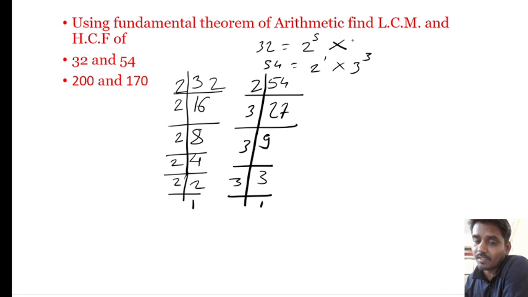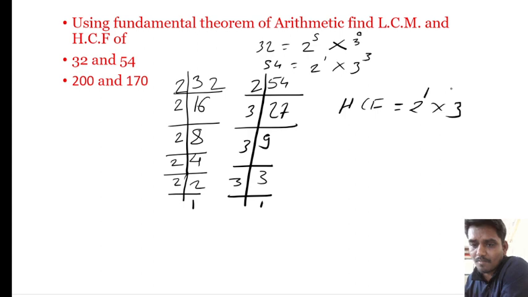Now according to the definition, HCF is the product of minimum powers of factors 2 and 3. So it will be 2 raised to 1 and the minimum power of 3 is 0, so 3 raised to 0. So 2 raised to 1 is 2. 3 raised to 0 is 1. Any number raised to 0 power is always 1. So answer is 2. Now LCM is the product of greatest powers.